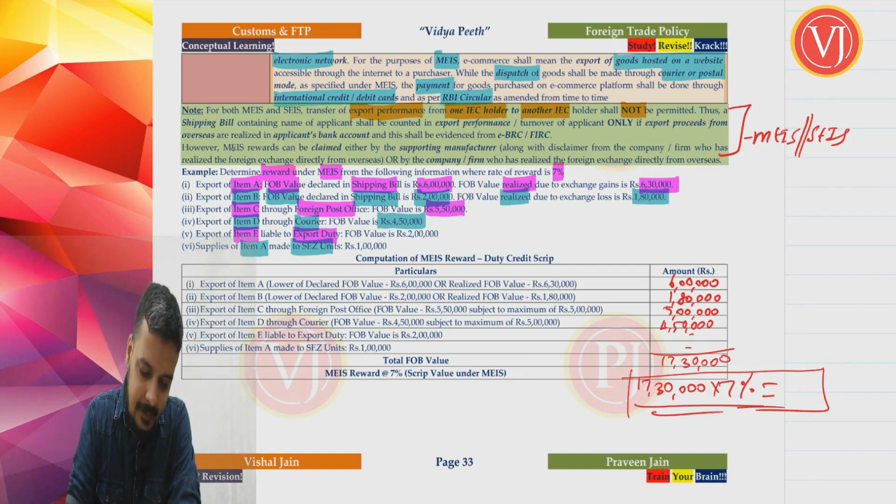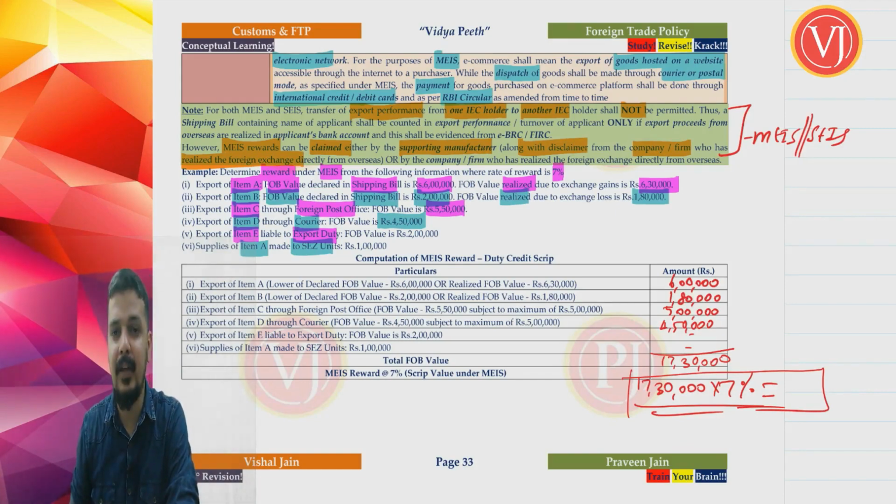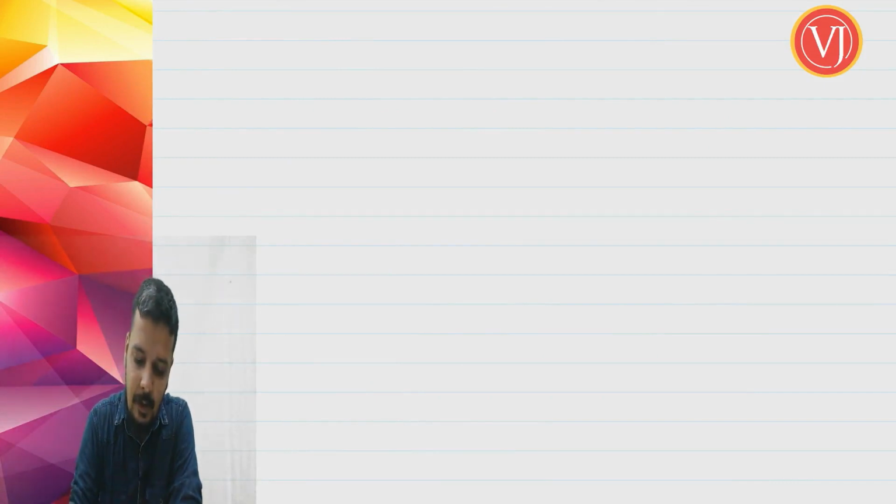But this MEIS claim can be claimed by a supporting manufacturer with a disclaimer from the company who has actually realized the foreign exchange. That is even true for your SEIS script. Now, friends, understand this particular point. Rather, we'll discuss only what is given in your ICA model. They have spoken only about your MEIS script.